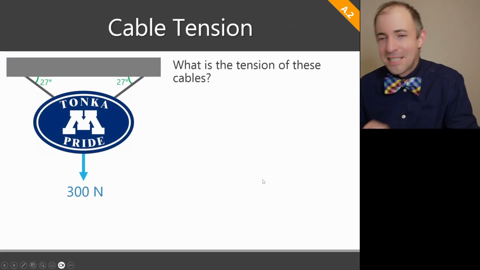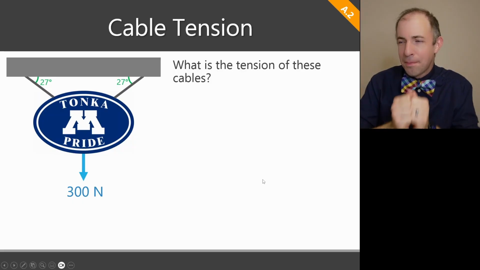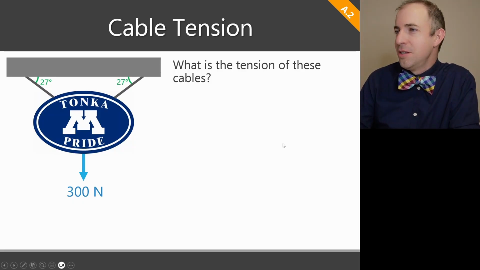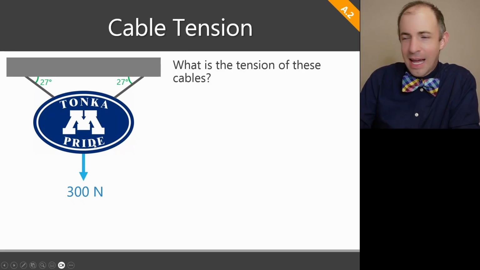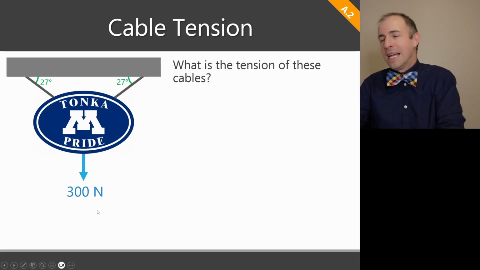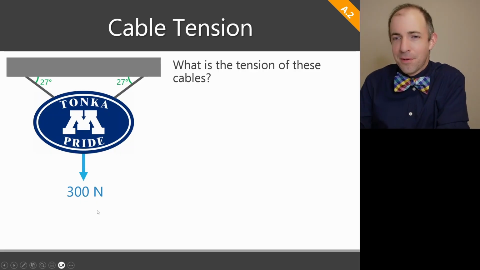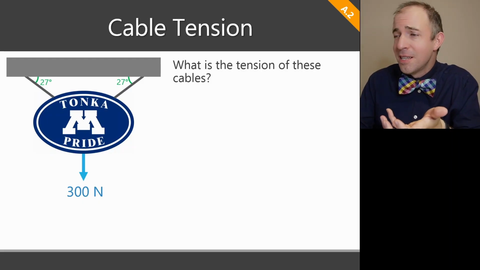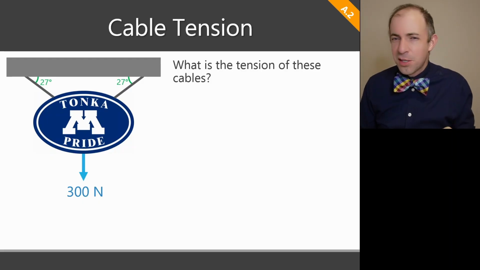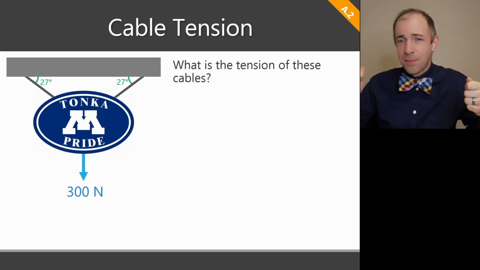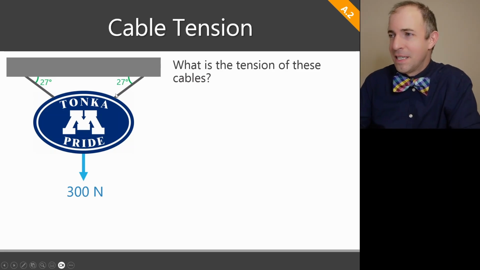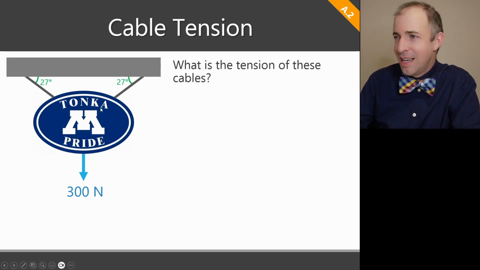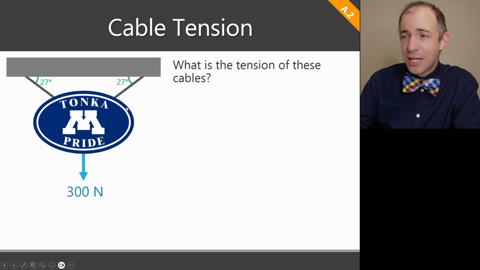All right, let's stick with this concept of supporting with an angled tension. Here is a sign with 300 newtons of weight being supported by these two cables. Again, let's assume that those cables are both supporting the same amount. In this case, it's not like the swing though. We're not going to say each one is supporting exactly 150 newtons of tension, because that tension is not going in the same direction as the 300 newtons going down.